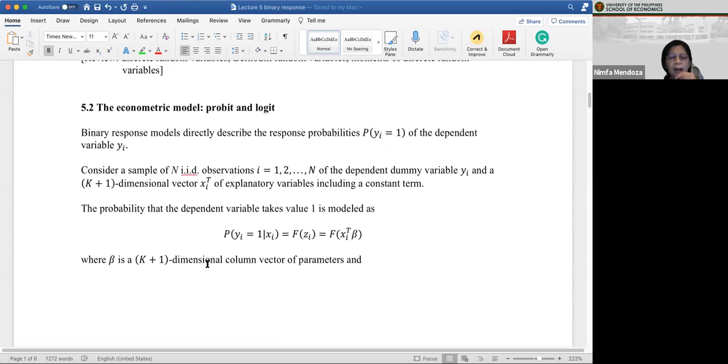Now let's look at the two binary response models, the probit and the logit. The binary response models directly describe the response probabilities. The response probability is this. That is what we mean by the response probabilities. When we go to the other limited dependent variable models, you would always encounter the term response probabilities. So in this model, we're looking at the response probability, the probability that y sub i is equal to 1.